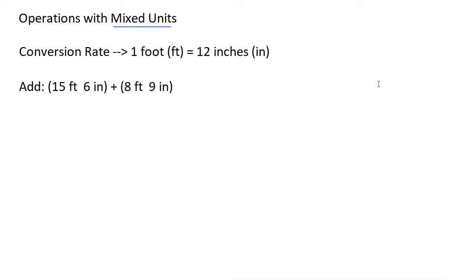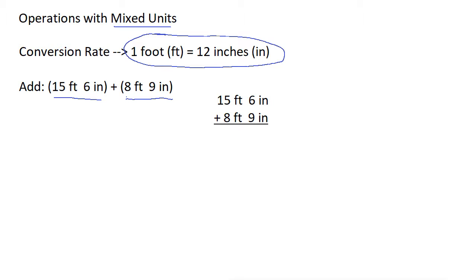So the first example we're going to do is an addition problem. I'm just going to do 3 examples, and in all 3 of them we're going to use the conversion rate of feet and inches. So we've got 1 foot equals 12 inches. That's the conversion rate we want to keep in mind. In this first problem, 15 feet 6 inches is one measurement, and we're going to add that to another measurement of 8 feet 9 inches. Personally, I like to set my addition up vertically.